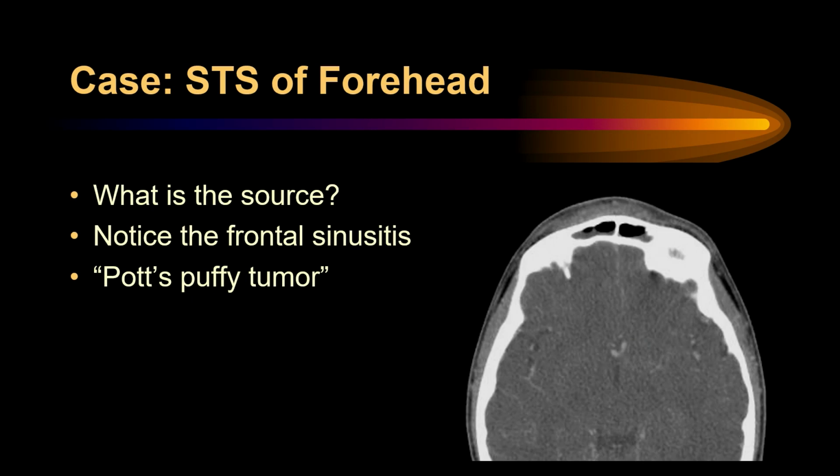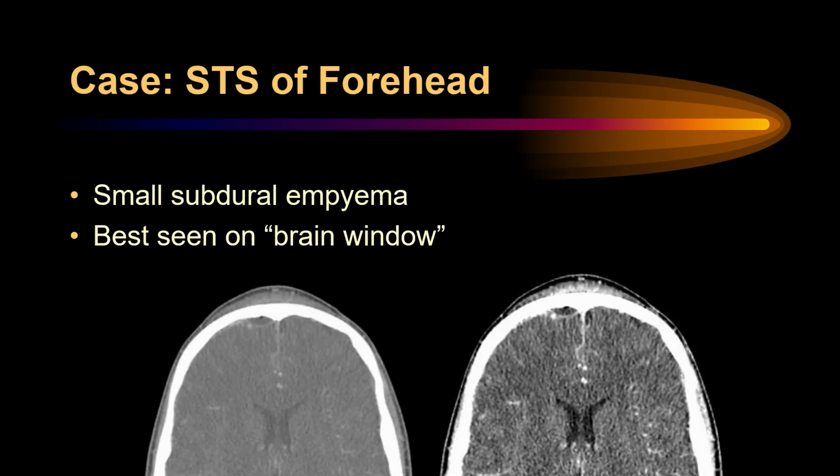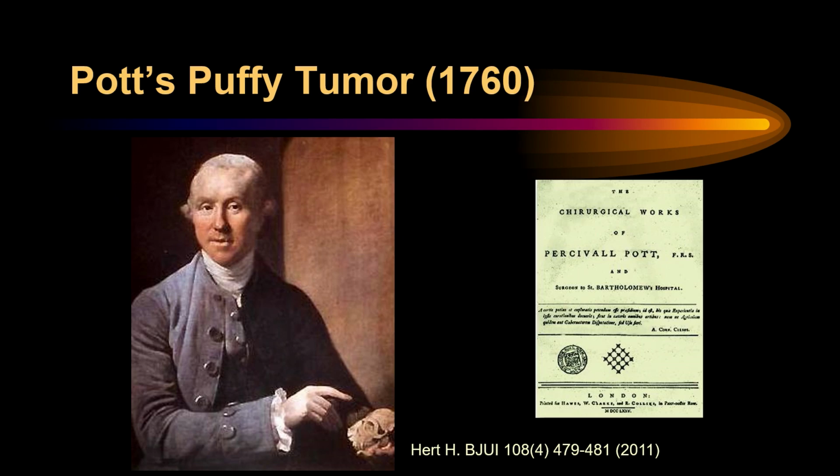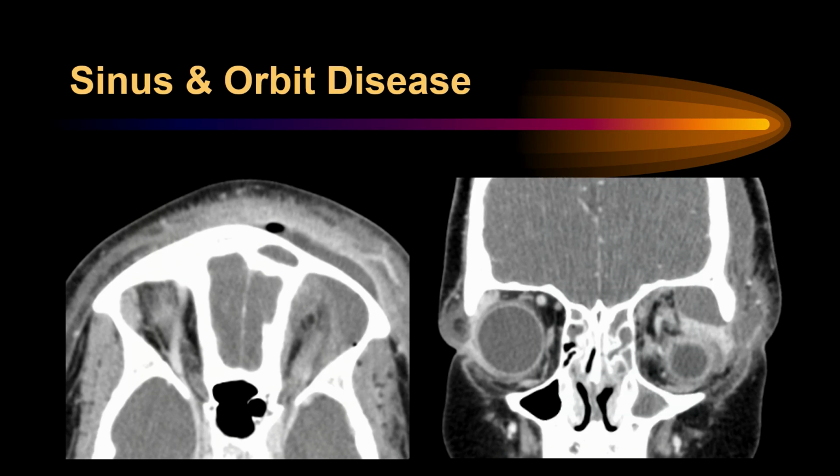How about this? Soft tissue swelling over the forehead. See a little bit of sinusitis. Well, we got hosed when we didn't pay attention to sinusitis before. We're not going to make the same mistake. We're going to look really carefully, including intracranially, because this infection has not only spread to the forehead, it has spread to the brain. We have a small subdural empyema, first described by our friend Percival Pott, who also described Pott's disease of the spine. Now, these sinus infections can spread to the forehead.